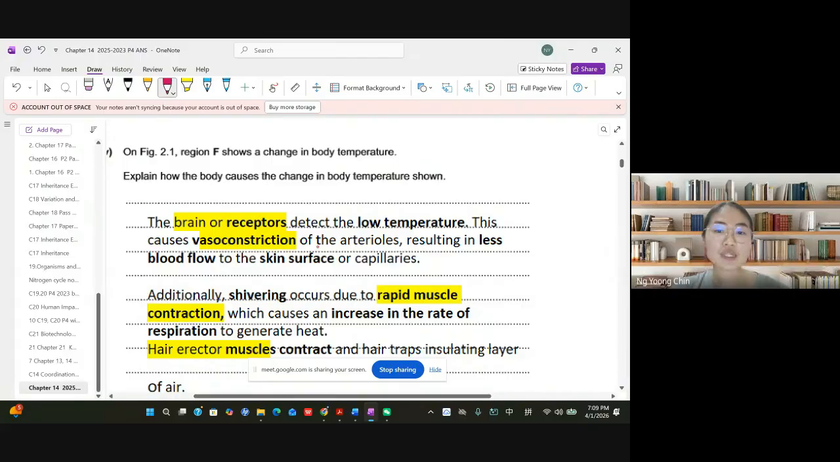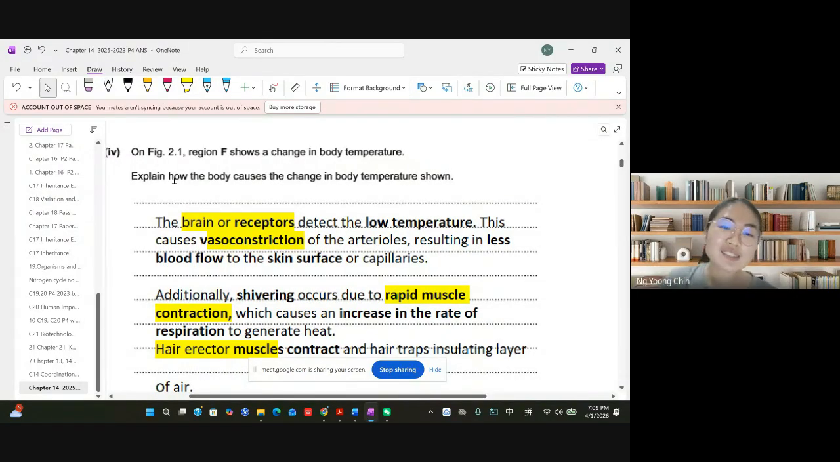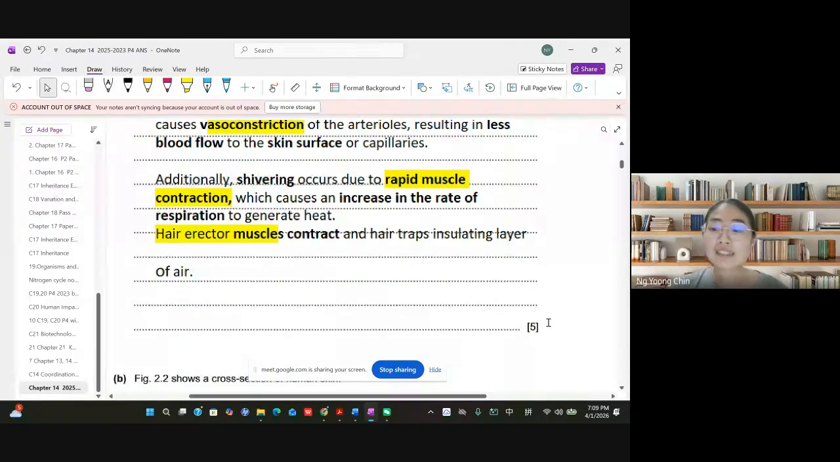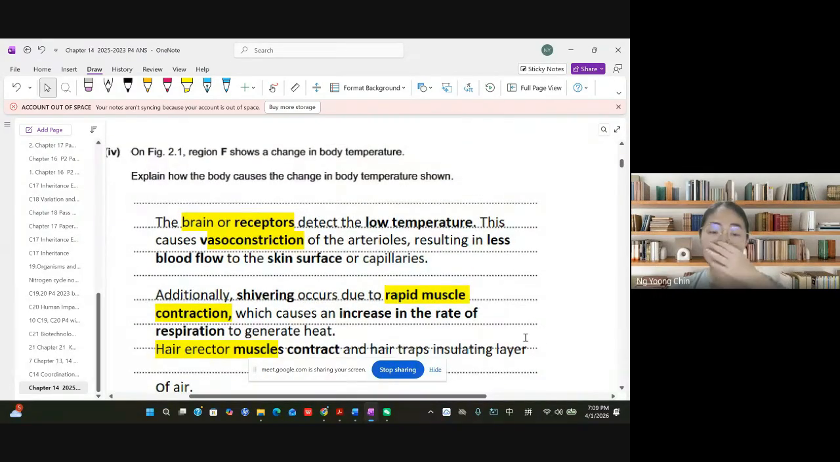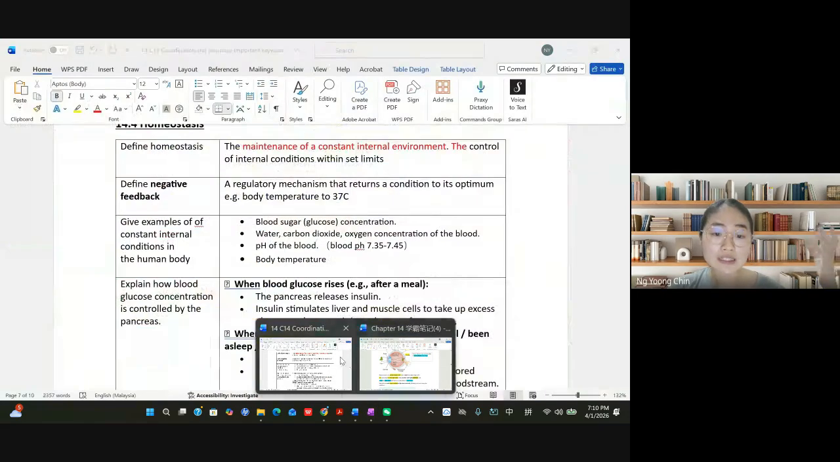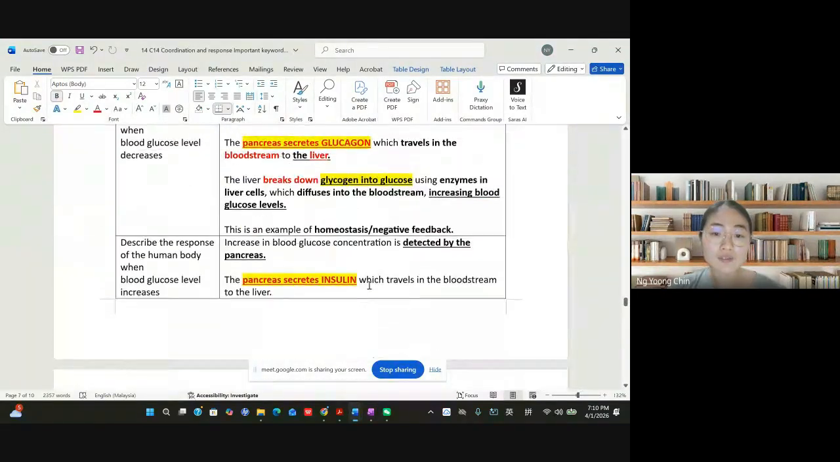And then, for this one, explain how the body causes a change in the body temperature. 5 marks. What you need to write is how your body is able to regulate its body temperature. So how can they regulate their body temperature? You need to talk about the organs, which are in this picture.